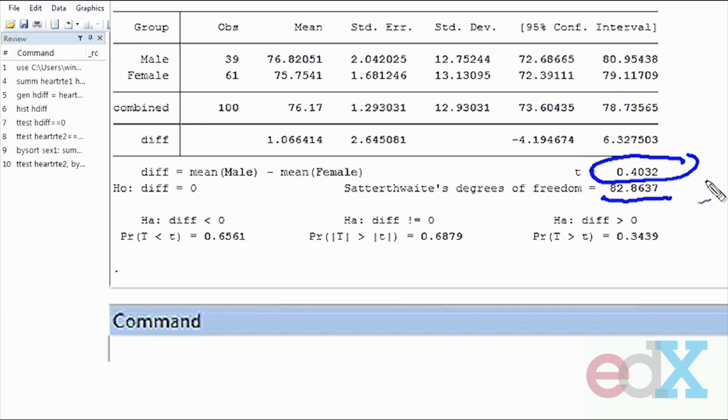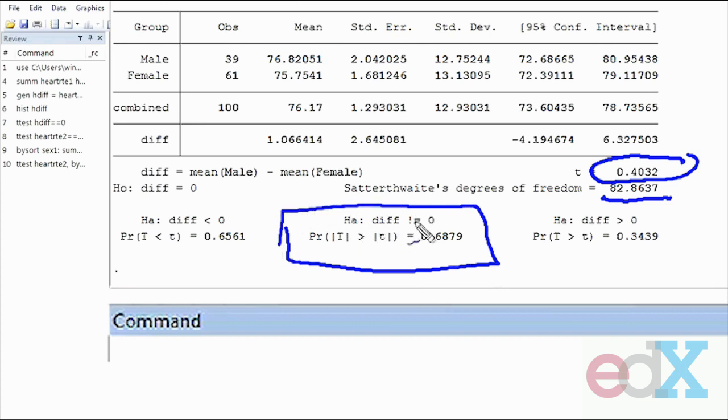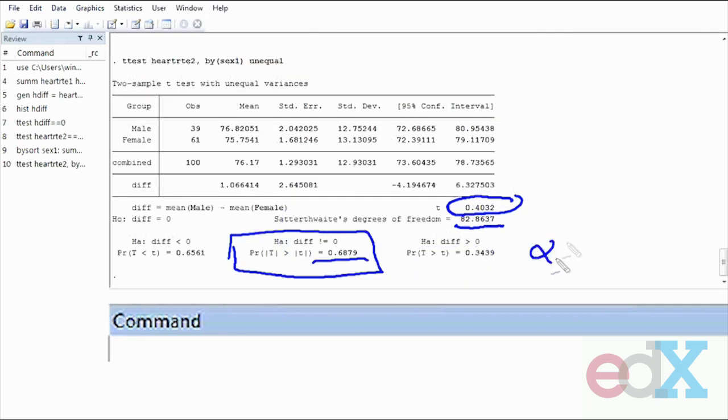So once again, we're looking at a two-sided alternative. So we look here in the middle. Our alternative is that the difference is not equal to 0, and that's a two-sided alternative. And we can see that our p-value is 0.6879. So if we're testing at the alpha equals 0.05, we would fail to reject the null hypothesis.